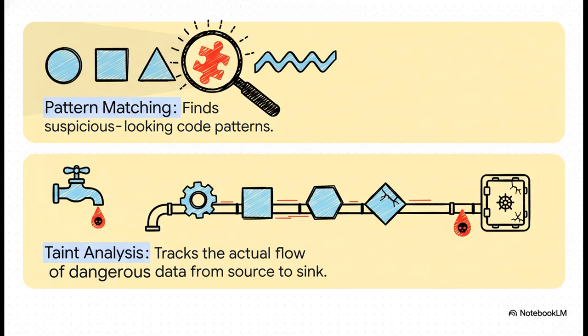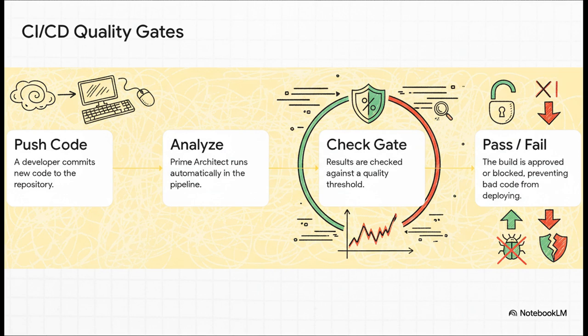It's like the difference between just seeing a suspicious-looking person on the street versus actually following them to see what they're up to. Way more effective. And that brings us to the third pillar, workflow integration. This is all about preventing problems before they even start, not just finding them later.